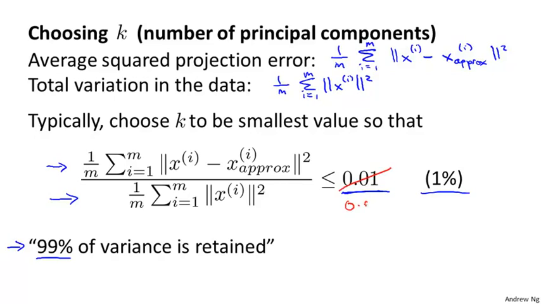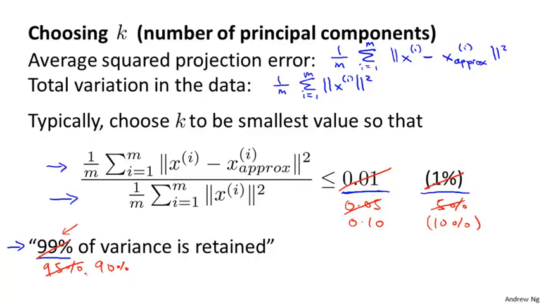Other common values will be 0.05, and so this will be 5%. And if you do that, then you say, well, 95% of the variance was retained, and other numbers, maybe around 90% of the variance was retained, maybe as low as 85%. So 90% would correspond to 0.10, and so 10%. So a range of values from 90, 95, 99, maybe as low as 85% of the variance retained would be a fairly typical range of values. And maybe 95 to 99 is really the most common range of values that people use.